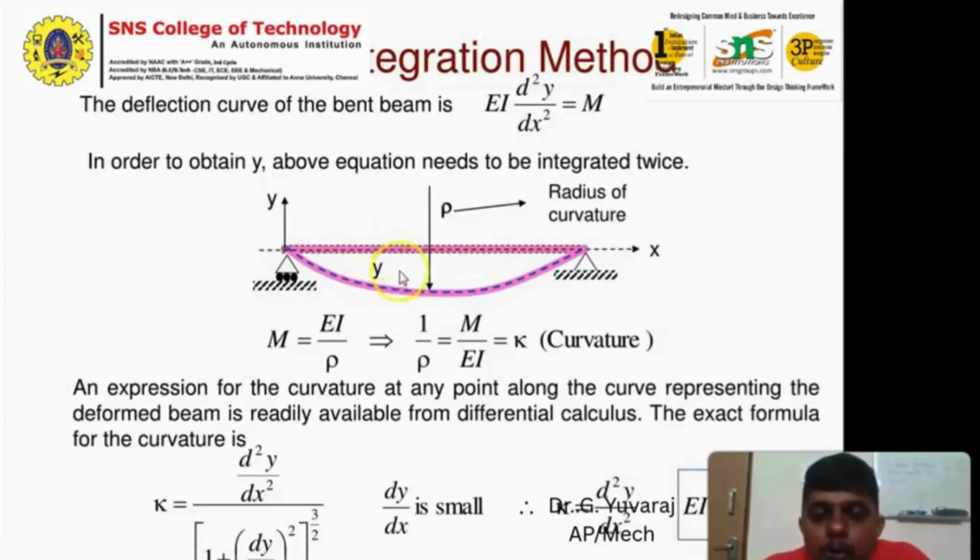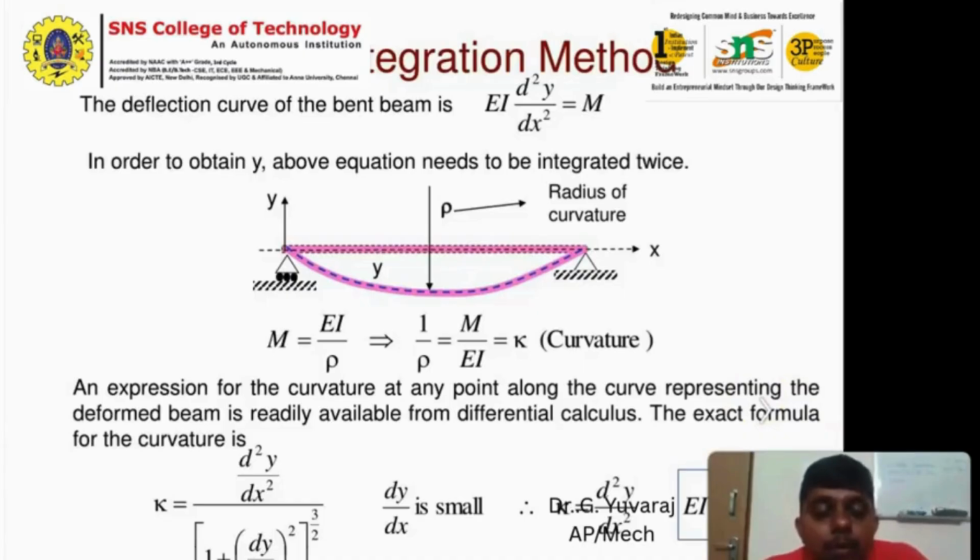Here is the amount of deflection taking place in the beam, and the support giving the load reaction, which has been equated. Here M is equal to EI divided by rho, where rho represents the radius of curvature. When I take the inverse, it becomes 1 by rho is equal to M divided by EI. This is equal to k, which represents the curvature. An expression for the curvature at any point along the curve representing the deformed beam is readily available from differential calculus.